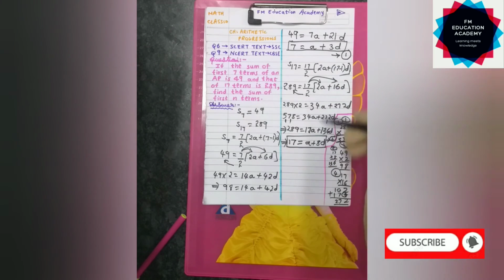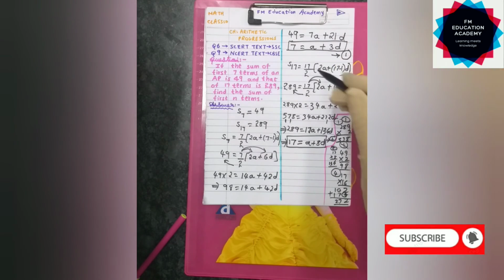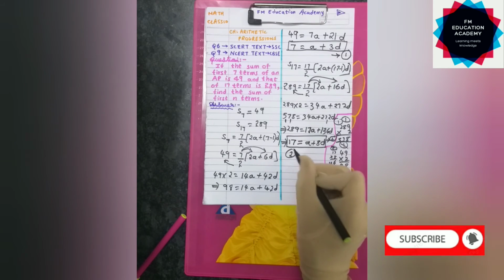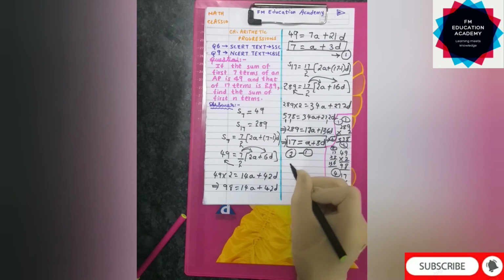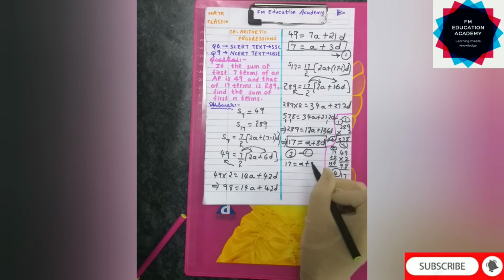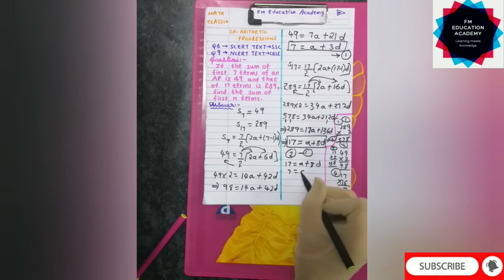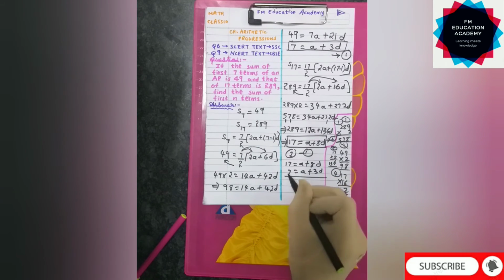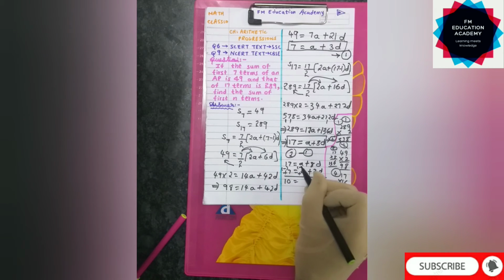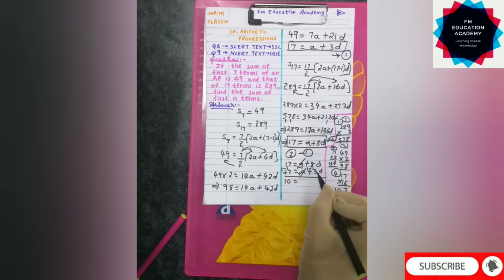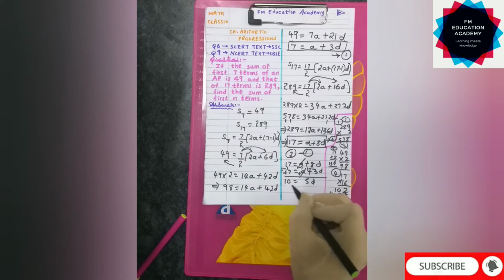If I subtract second equation from first equation, I can cancel a. So second equation minus first equation. Second equation I'll write first: 17 is equal to a plus 8d. Then first equation: 7 is equal to a plus 3d. Subtract. How to subtract? Change the sign. 17 minus 7 is 10. This is plus, this will become minus. Both will get cancelled, a minus a. This is plus, this will become minus. 8 minus 3, 5d.